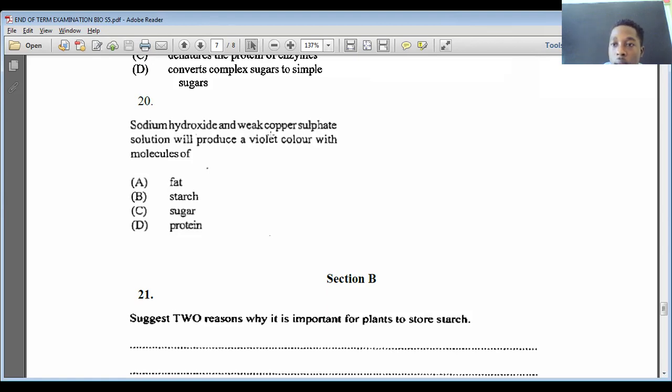We did it in the... Is it copper hydroxide? I don't know. All right, so what is the test? This is the test for protein. Biuret. So the solution containing sodium hydroxide and weak copper sulfate is Biuret, and it will produce a violet color with the molecules of... protein. Oh, yes. Right. All right.